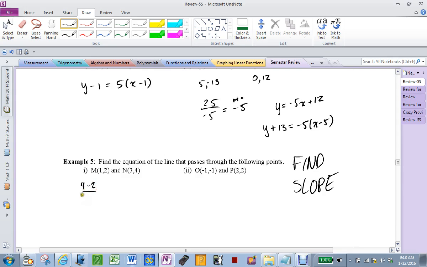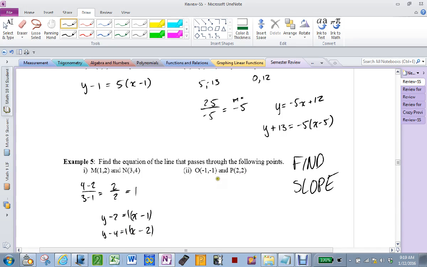4 minus 2 over 3 minus 1. 2 over 2. Slope is 1. So y minus 2 equals x minus 1, right? Or y minus 4 equals x minus 2, right? Officially, those would have brackets, and we put a 1 there for our slope of 1, wouldn't we? But we don't need a slope of 1, because we're not stupid.